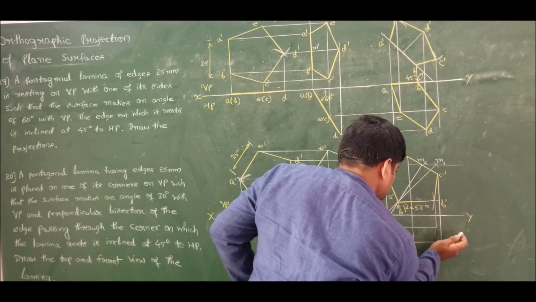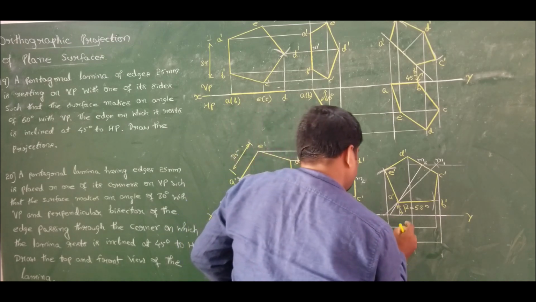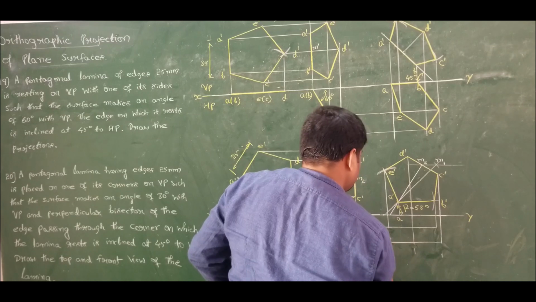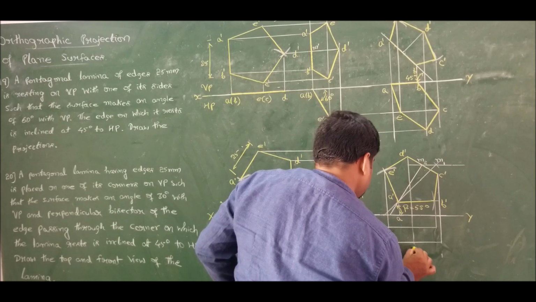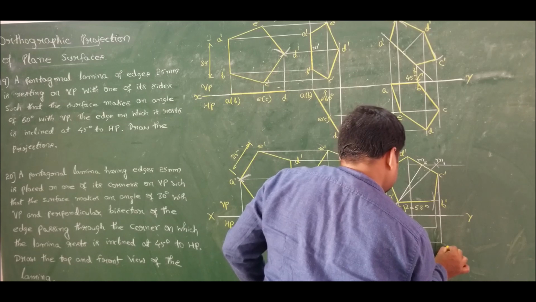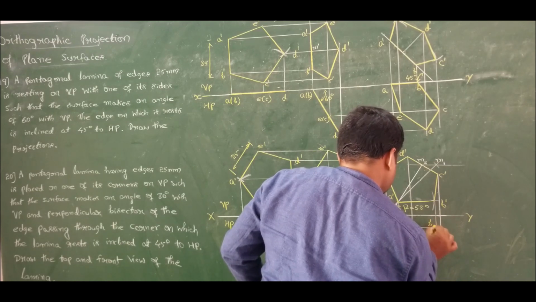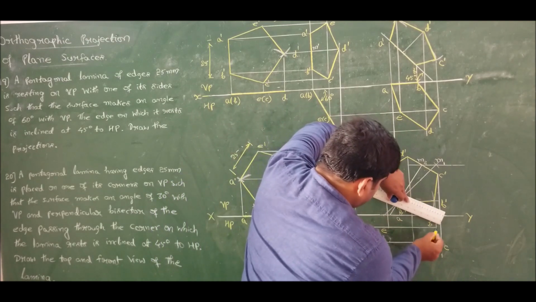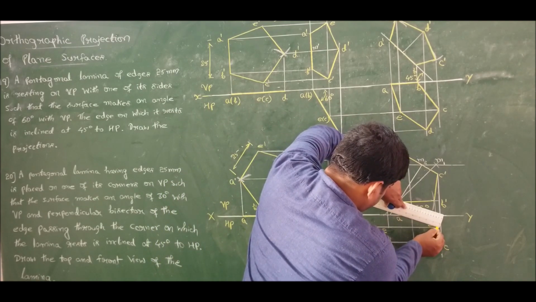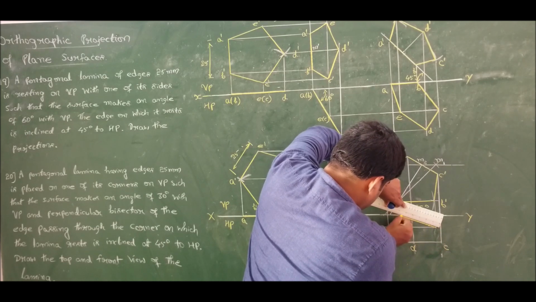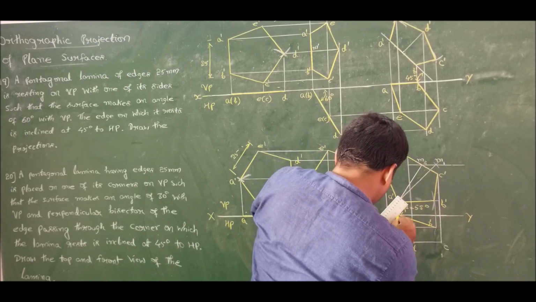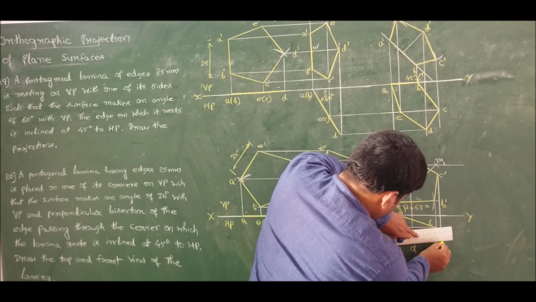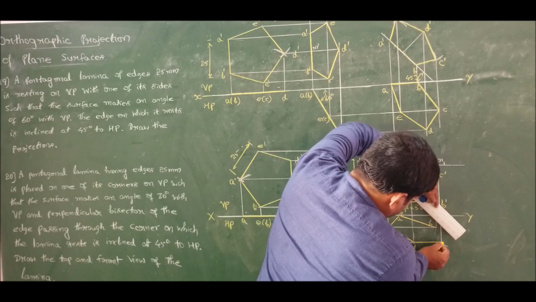So we have A, E, D, C and finally B. Correct? Now connect this. Connect A to B, A to E, E to D, D to C and from C to B.